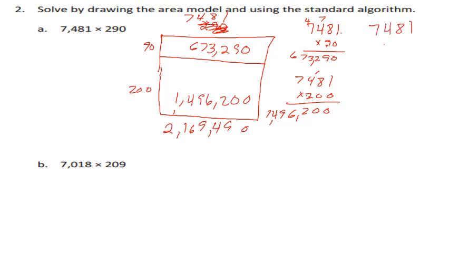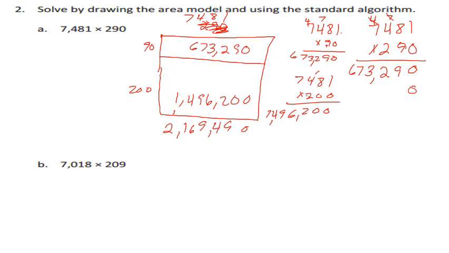7,481 times 290. Now we have 0. We didn't do zeros across, we're just putting our place value. Now we're doing 9 times 1 is 9. 9 times 8 is 72. Carry our 7. 9 times 4 is 36, and 7 would be 43. Carry our 4, and 9 times 7 is 63, and 4 is 67. So 673,290, so that one checks.